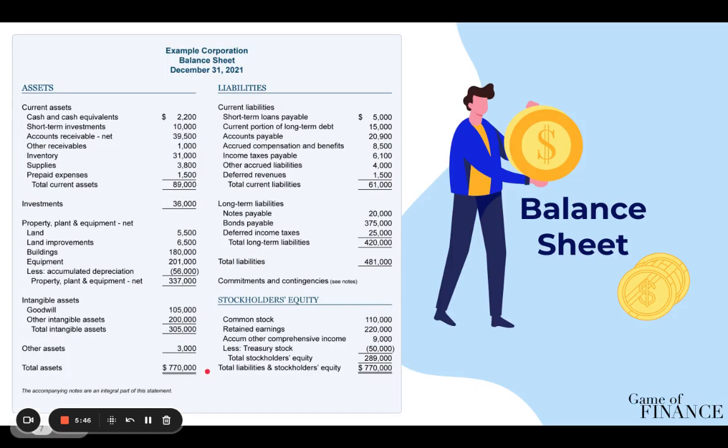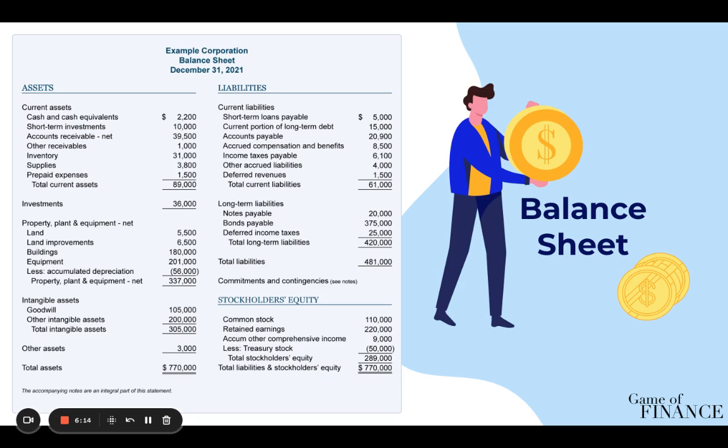Okay, now moving on to the balance sheet. A balance sheet is a financial statement that provides a snapshot of a company's financial position at a specific point in time. This shows the company's assets, liabilities, and owner's equity, or some people refer to as shareholders' equity. This one refers to it as stockholders' equity. Either one, it's basically just the equity of the company.